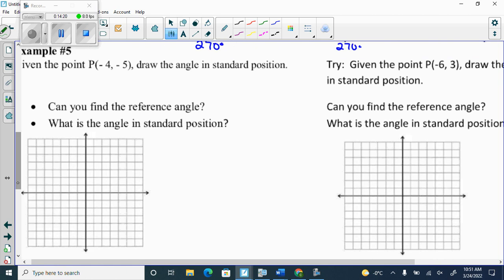1, 2, 3, 4, -4. 1, 2, 3, 4, 5, -5. It's right here. Okay? So here it says, given the point -4, 5, draw the angle in standard position. So that's where the point is, the final arm is crossing through this point. So our final arm is going like this. Our initial is still here. Still rotating here.